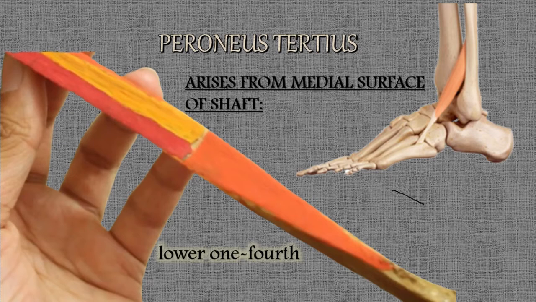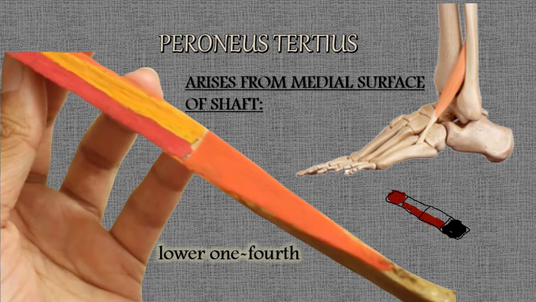Now again I draw, suppose this is the medial surface. This is 1/4, this is 2/4, this is 3, and this is the 4th. Now this 4th one is giving origin to the peroneus tertius muscle. This is peroneus tertius muscle, and this is giving origin to the extensor digitorum longus, upper 1/4 plus anterior half of middle 2/4, right?